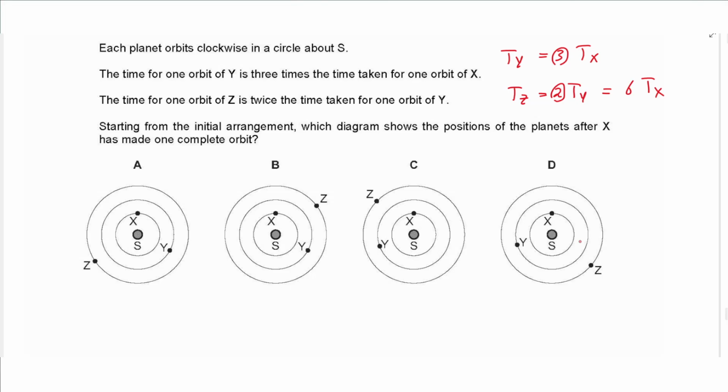So X returns to original position. That is actually in all choices correct. And for Y, it would travel a third of the complete cycle. So third of the complete cycle would be here. So A and B are correct. C and D are rejected. So this is 120 degrees. That's a third of 360 degrees. And for Z, it is half that, because since the periodic time is longer, it takes less distance to travel in the same time. So if it's twice the time, it is half the distance. So it would be at 60 degrees. So the right choice is B.